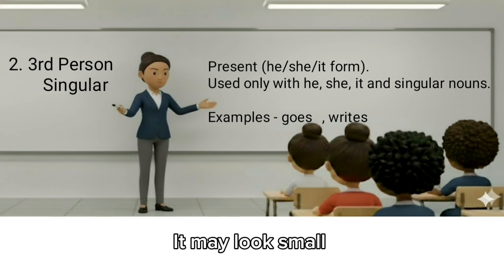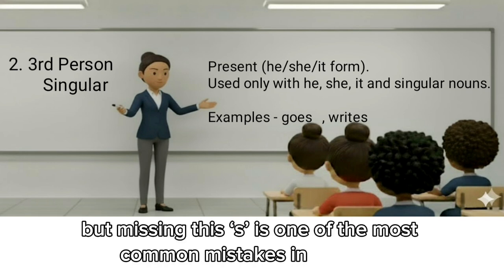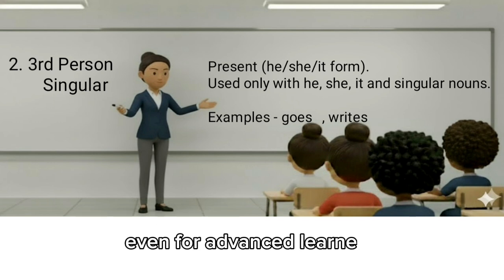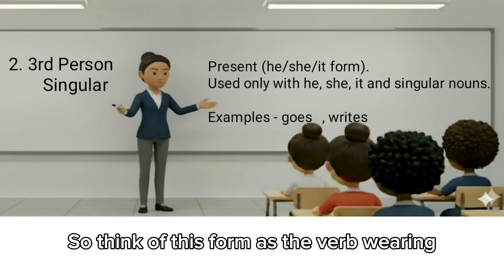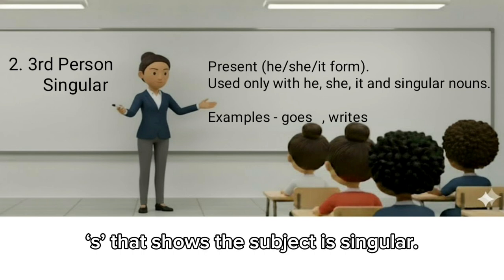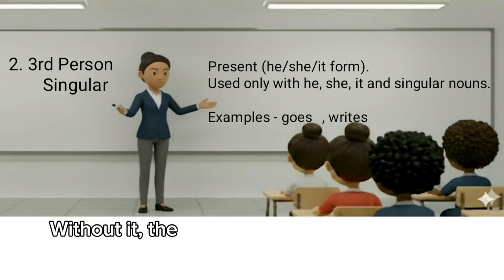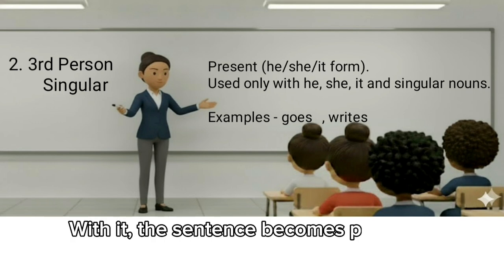It may look small, but missing this s is one of the most common mistakes in English, even for advanced learners. So think of this form as the verb wearing a small accessory, a little s that shows the subject is singular. Without it, the sentence is not grammatically correct. With it, the sentence becomes perfectly accurate.